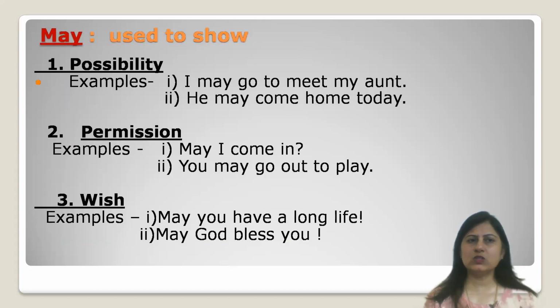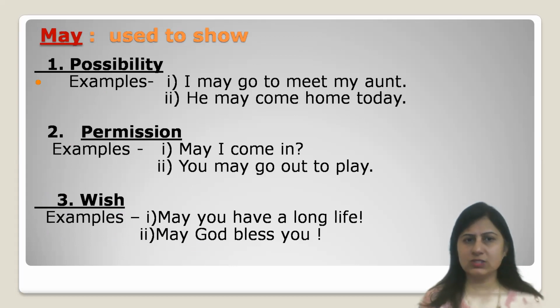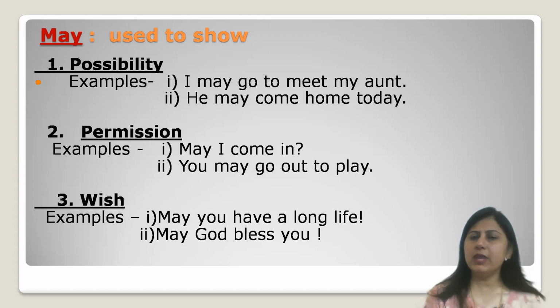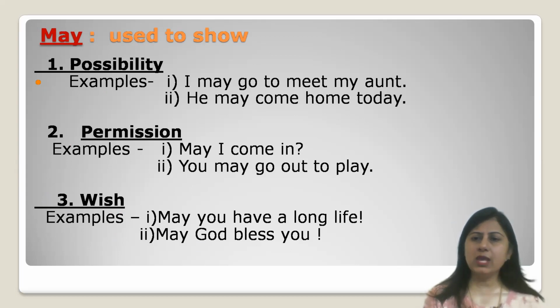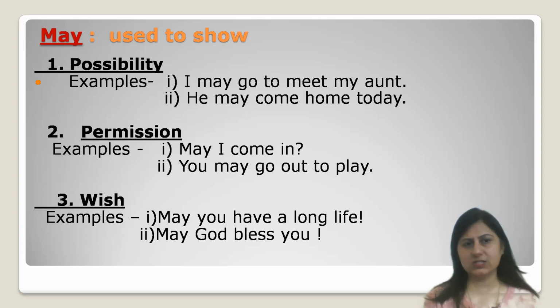Now let us see the next one, that is may. May is used to show possibility, permission, or wish. See the possibility first. I may go to meet my aunt means it is a certain possibility that I may go out to meet my aunt. He may come home today. There is a slight possibility that he may come. So may is used to show the possibility.